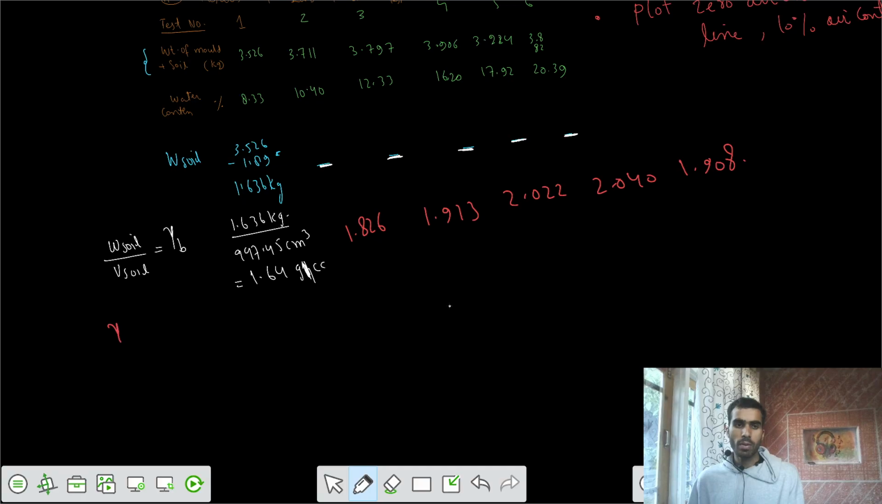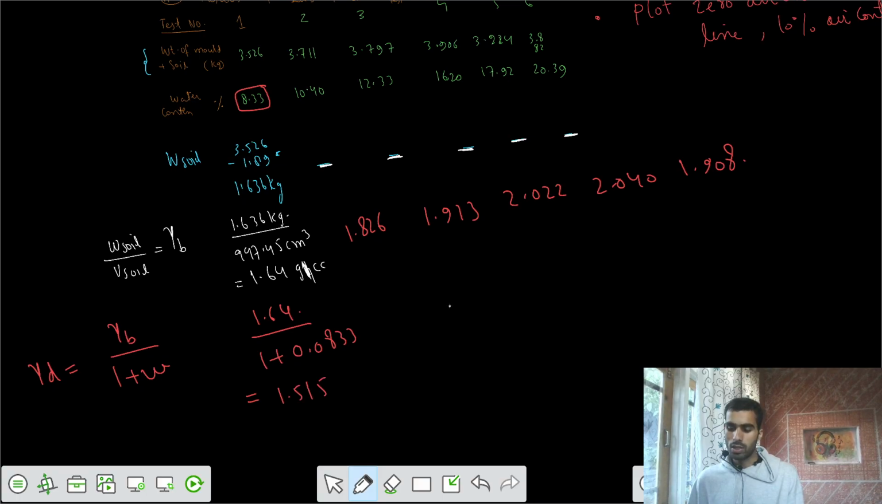Once we got the value of gamma bulk, we can get the value of gamma dry now, at that particular water content. So gamma dry would be 1.64 divided by 1 plus initial water content of 0.0833. Your water content was 8.33, so you can write 8.33 by 100. So that's coming out to be equals to first value, that is 1.515 grams per cc.